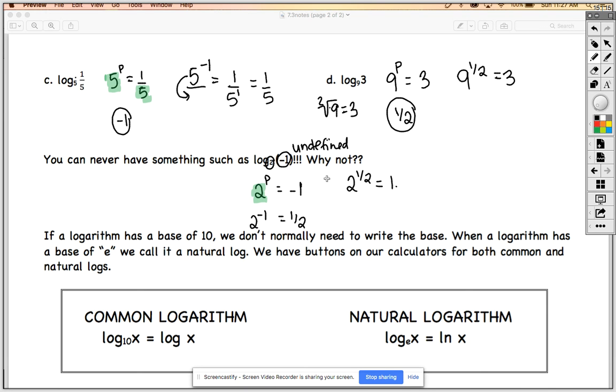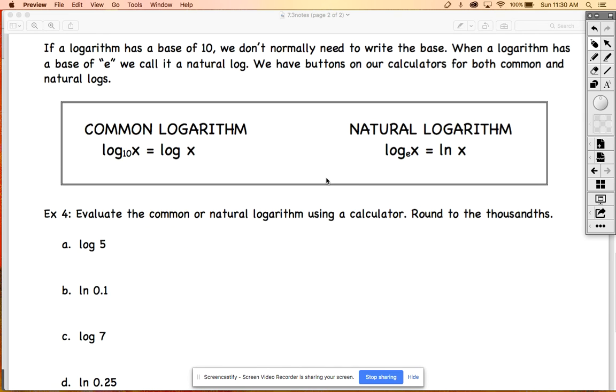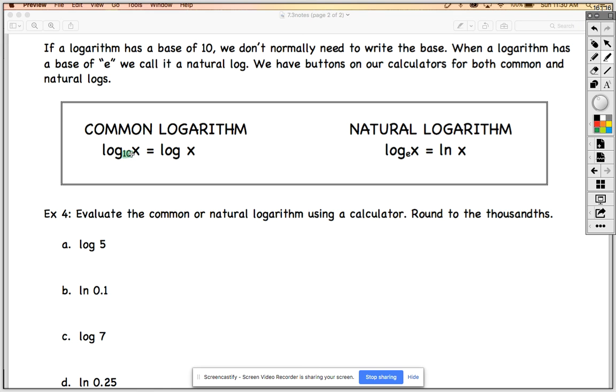Okay, a couple more things to talk about. We're almost done. We're going to talk about the common log and the natural log. And these are the buttons on our calculator. So if a log has a base of 10, it's called a common log. And we don't typically write the 10. So if you ever just see log and then a number right here, that log really has a base of 10. It's just invisible. We don't have to write it. It's called a common log.